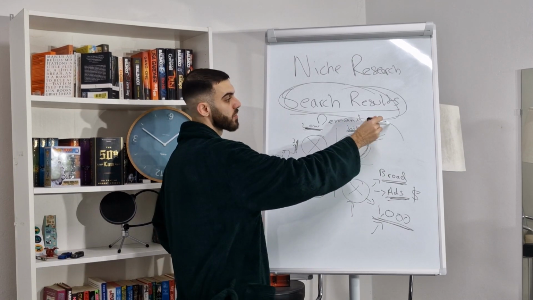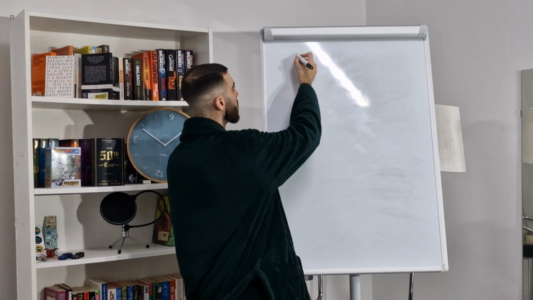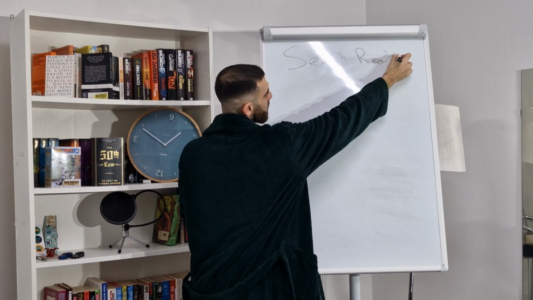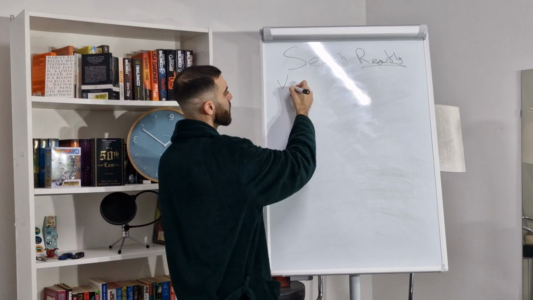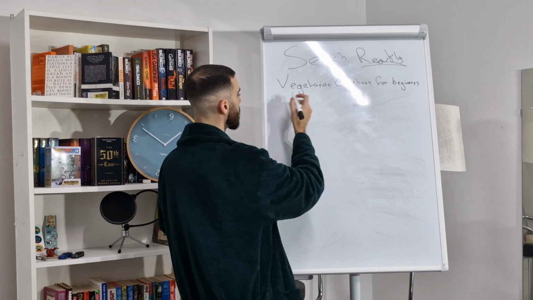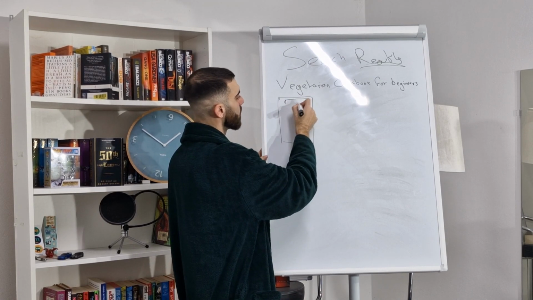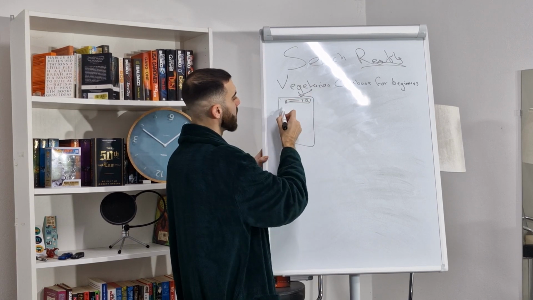Now we're going to talk about the search results, which is the most pointless thing you can look at. And I'm going to tell you why. So everyone's telling you, look at the search result. Let's say you have a vegetarian cookbook for beginners. You're going to go on Amazon and then you're going to open up the page. You're going to type in the keyword up here in the search bar. You're going to type in the keyword vegetarian cookbook for beginners, and then a bunch of books are going to come up.